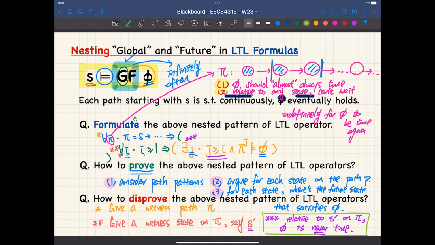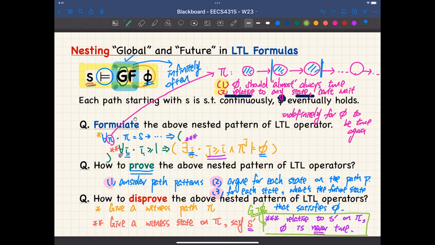You can think about it relative to S prime. You can think about S prime over there. You can think about it's globally true, not the case phi. Okay, that's what you can think about, because phi is never established, never ever. All right. Question, go ahead.